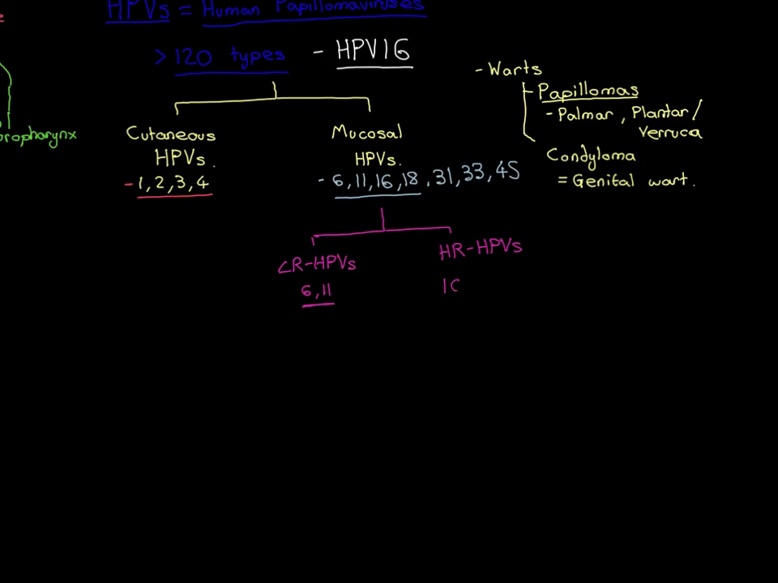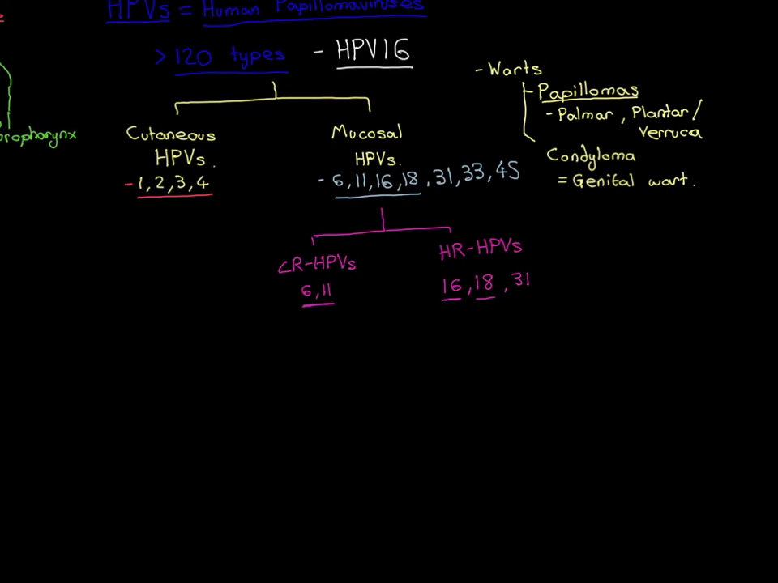So the major examples are 16 and 18. These are the two most important ones. 16 is the most important one. It's the leader. It's the cause, they think, of 60% of squamous cell carcinomas of the cervix. And 18 is the second in command. It's the cause of another 10% of squamous cell carcinomas of the cervix. So these two are the most important ones to learn from the example of high-risk mucosal HPVs.